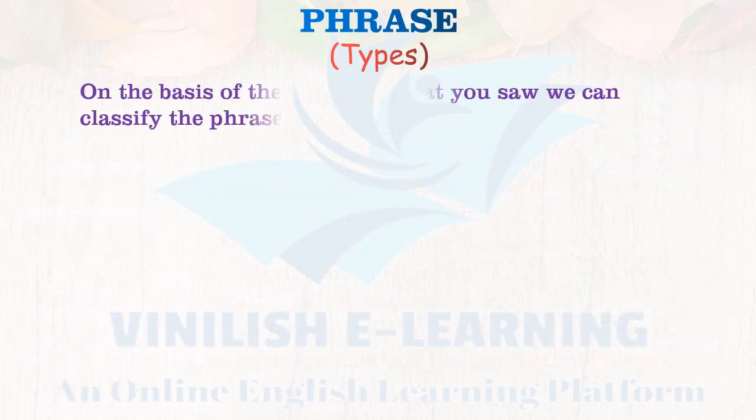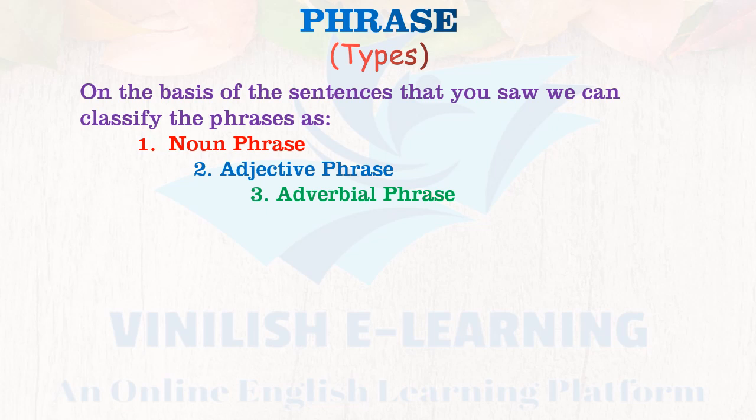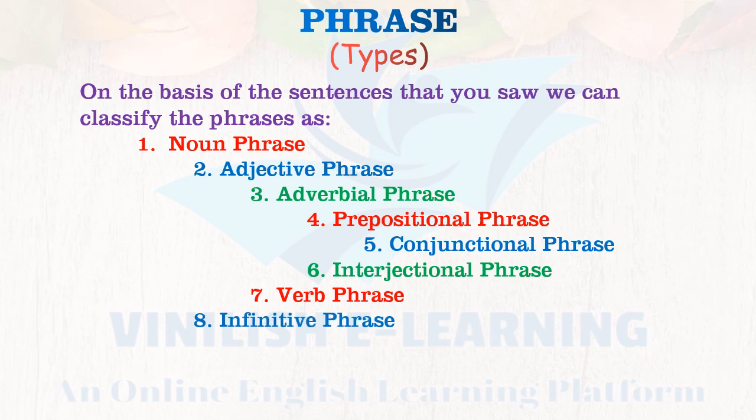Phrase types. On the basis of the sentences that you saw on the previous pages, we can classify the phrases as noun phrase, adjective phrase, adverb or adverbial phrase, prepositional phrase, conjunctional phrase, interjectional phrase, verb phrase, infinitive phrase, gerund phrase, and participle phrase.